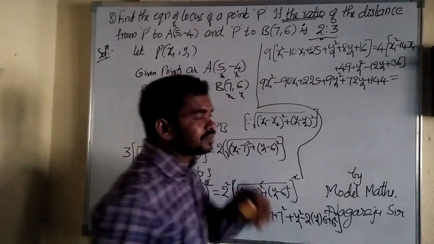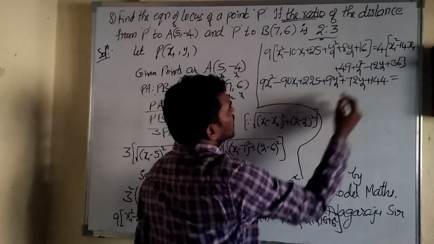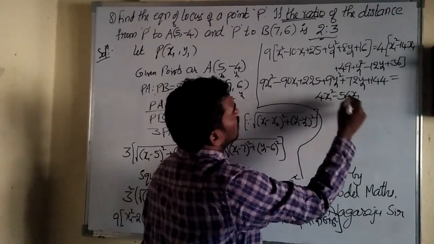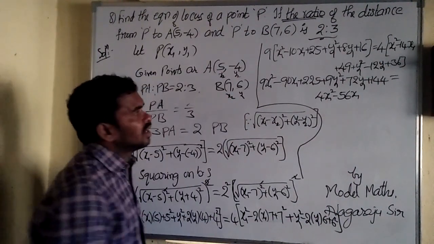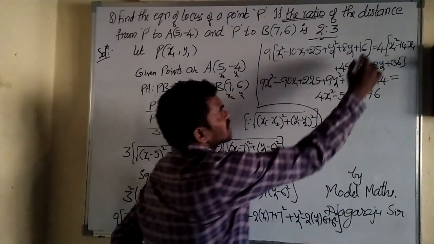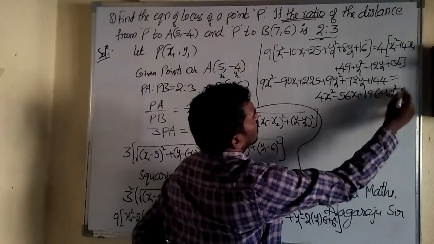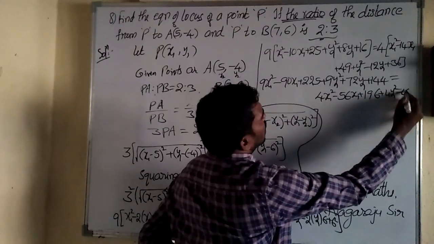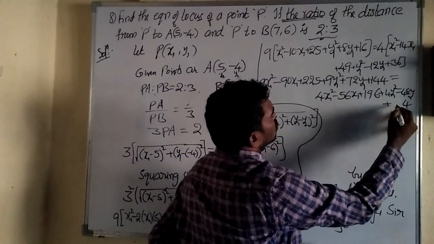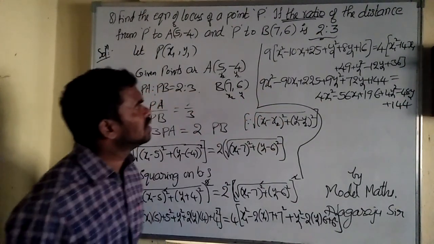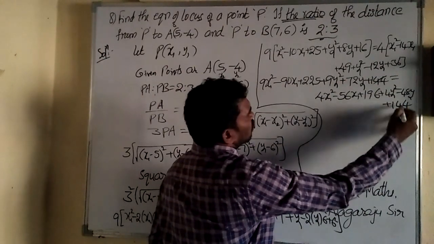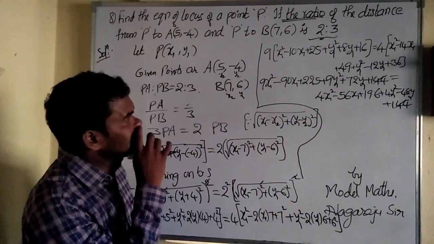Next 4 into x1 square, 4x1 square, 4 into 14, how much? 56x1, and 4 into 49. How much? 4 9s are 36, 4 4s are 16, means 196. Next 4 into y1 square, 4y1 square, and 4 into minus 12, minus 48y1. Next 4 into 36, 144. Okay? On both sides the same common term 144 is there, so we can cancel.